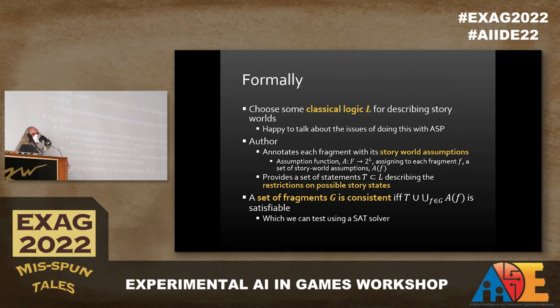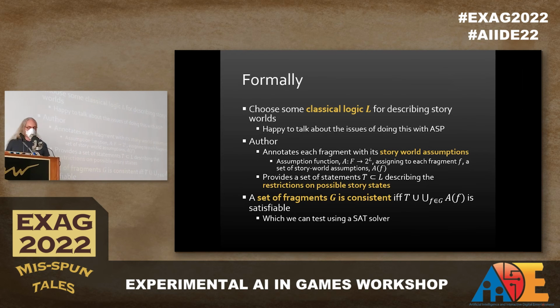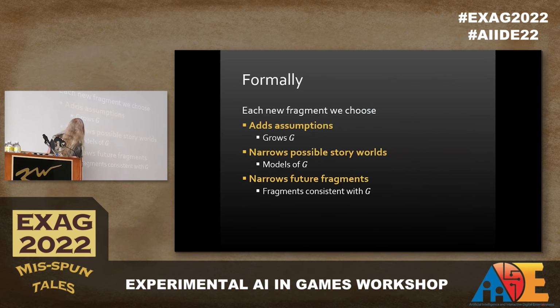And then some set of fragments in the story are consistent with one another if and only if the fragments' assumptions, together with whatever our domain theory is, are satisfiable. And we can test that with a SAT solver. So as we play the story and add new fragments, each fragment grows the set of assumptions, narrows the space of possible models of the assumptions, the set of possible worlds, and thereby narrows the space of possible future fragments as more and more become inconsistent with what's already established.